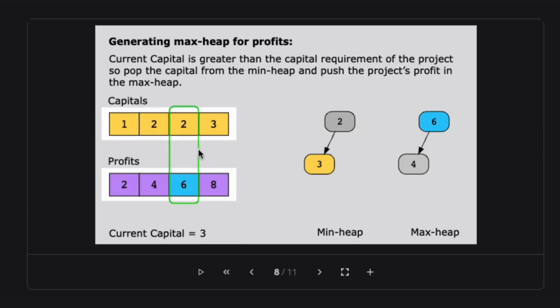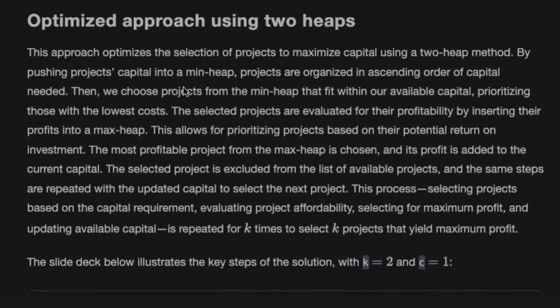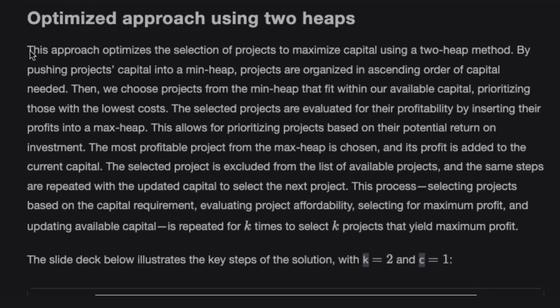Sorry, I'm trying to also understand how it works. Let's look at the solution together. So this approach optimizes the selection of projects to maximize capital using the 2 heap method. So by pushing project capital into the min heap, projects are organized in ascending order of capital needed. So we're using a min heap which will fit within our available capital, and we're prioritizing those with lower cost. So we want to get the ones with lower cost.